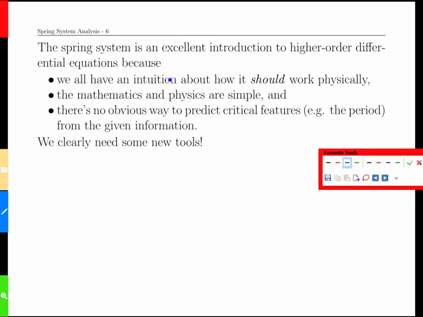What we've seen here is that we have an intuition about how this system should work. We should get oscillations, the spring should move, or the mass should move back and forth. There's not a lot of physics or math going on so far. However, there's really no way from what we've seen so far to predict critical features. In other words, how long is it going to take for this mass to move back and forth once? We don't have that information, but we should be able to get to it. We know that there should be a way. And so what we need are some new tools to look at this problem. And with those new tools, hopefully we can, in a non-obvious way, be able to do that prediction of critical features.